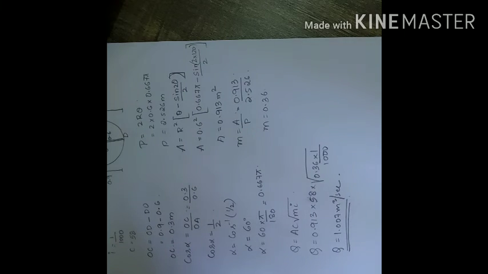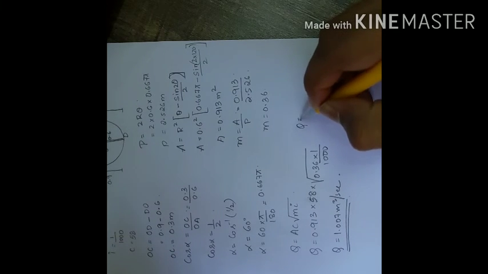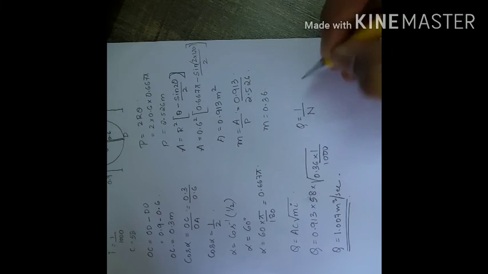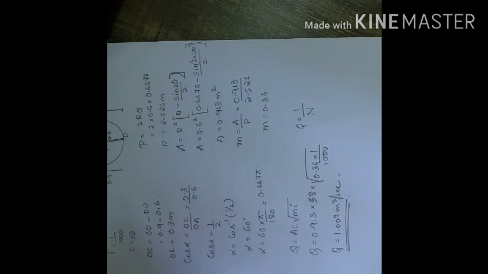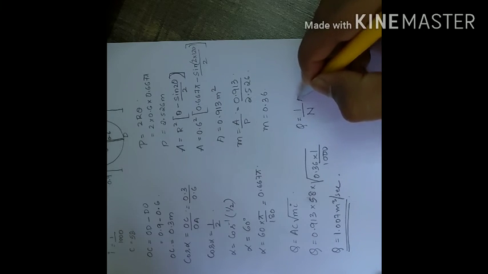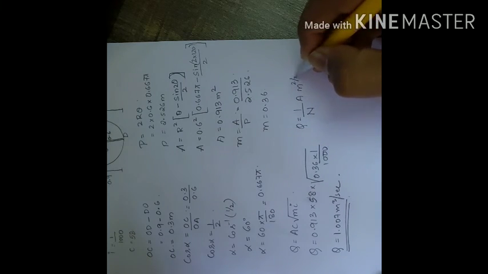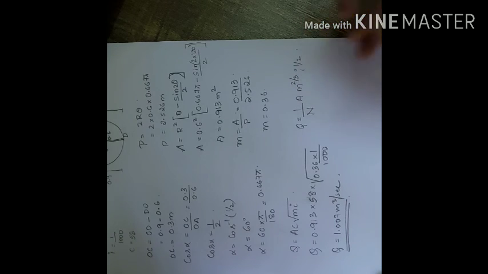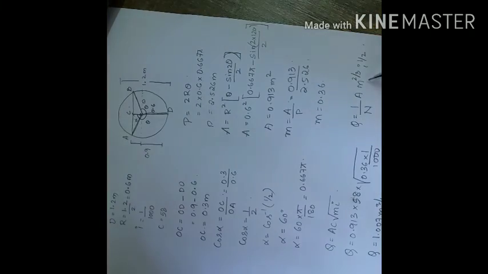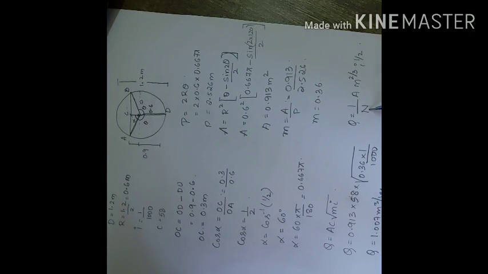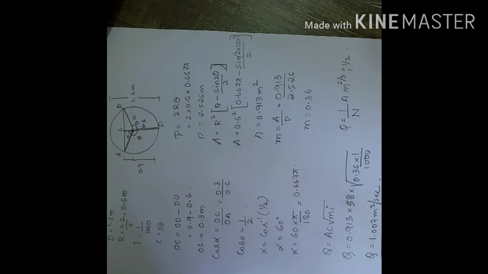At some point of time, they might also ask you to find it by using Manning's constant. The formula is Q equal to 1 by n A M raised to 2 by 3 I raised to 1 by 2. Everything remains the same, only the formula changes. So instead of giving the Chezy's formula, it will be given with Manning's constant. So you can substitute and get the values.